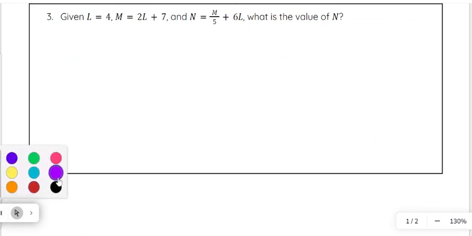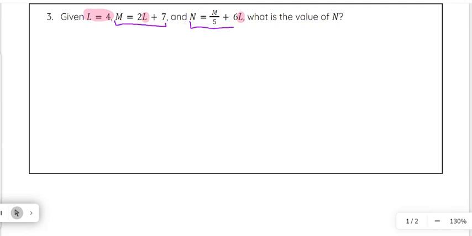And then finally, we have example 3. Given that L is equal to 4, right away we know anywhere else that we see an L, we can put a 4 there. Notice that these next equations are a little bit more complicated than what we saw in the first two examples. They tell us m is equal to 2l plus 7 and n is equal to m over 5 plus 6l. They want to know what is the value of n. We're going to follow the same steps. There's just a little bit more to it.